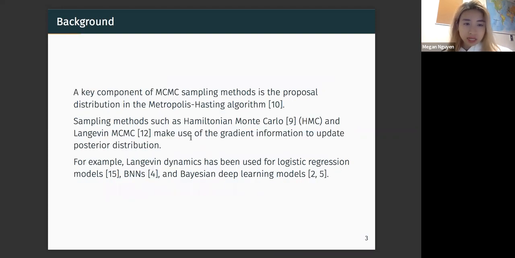So the key component is we have to find a way to propose the distribution in the Metropolis-Hastings algorithm. And so sampling methods such as Hamiltonian Monte Carlo or Langevin MCMC make use of the gradient information to update the posterior distribution. So Langevin dynamics, which will be used in this paper, basically adds Gaussian noise to the gradient of the log posterior density to avoid local convergence, and has been used for logistic regression models, Bayesian neural networks, and Bayesian deep learning models.